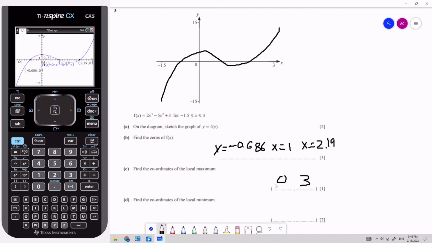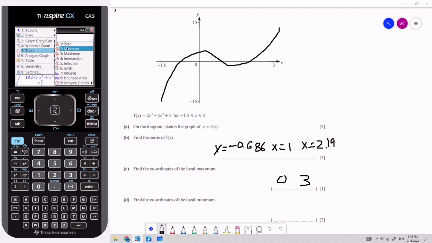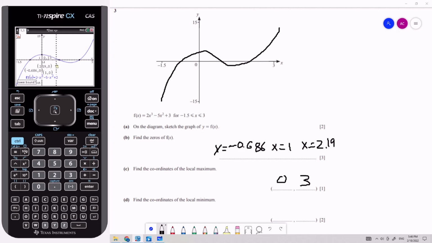And finally, for the local minimum, the graph goes down to this point, and then after that, it goes back up. The point around this area is going to be the smallest one. So we can move these out of the way and just use the minimum function and highlight this entire area, and that shows that it's 1.67 and negative 1.63. And that's it. Thank you for watching.